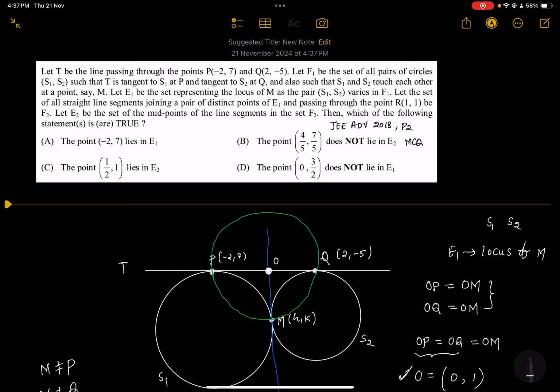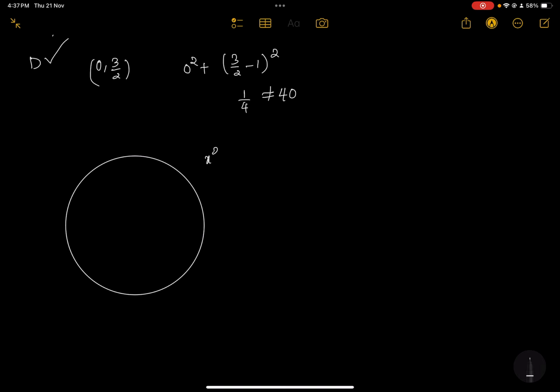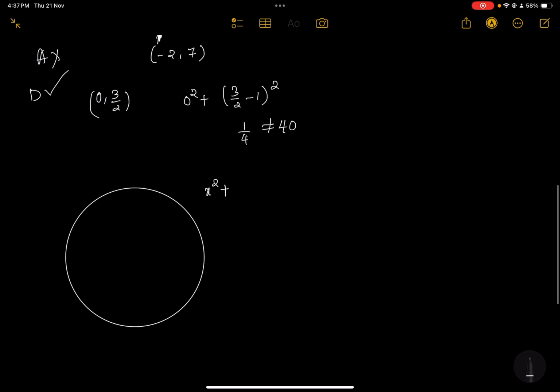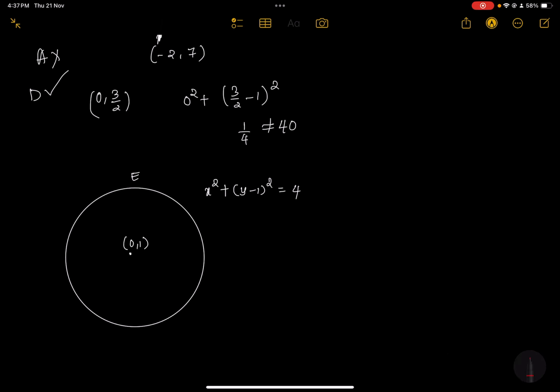option B and C deal with E2. So now we have to find out what E2 is. Let F2 be the set of all straight line segments joining pairs of distinct points of E1 and passing through the point R. Let us first draw E1 here. So this is E1. This is a circle, x square plus (y minus 1) whole square is equal to 40. This has center (0, 1).